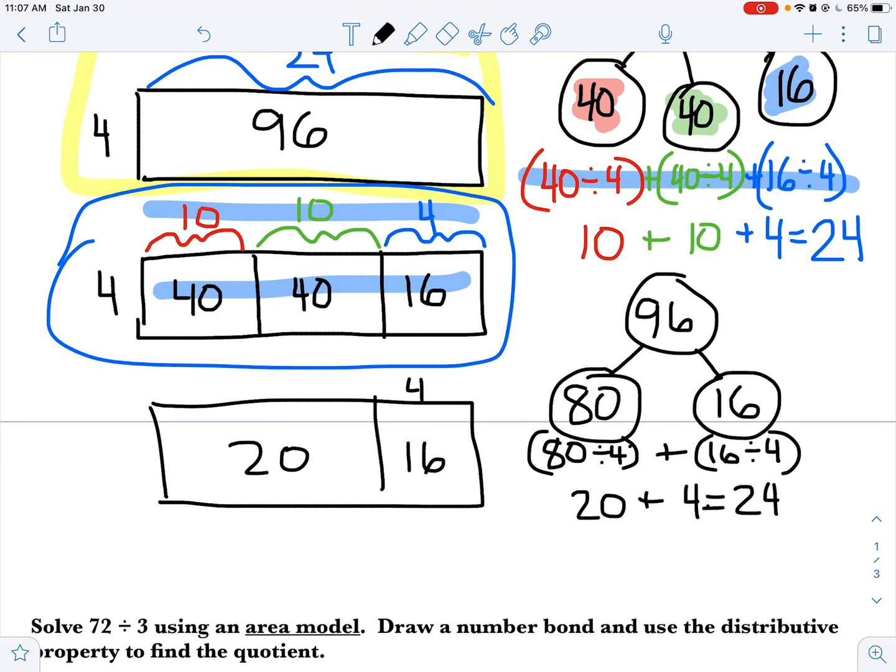Whoops, I labeled them wrong. Hold on. 80 and 16 with 20 and 4 as your side lengths to make the total of the 24. Okay? So you're going to think about what parts work best for you.